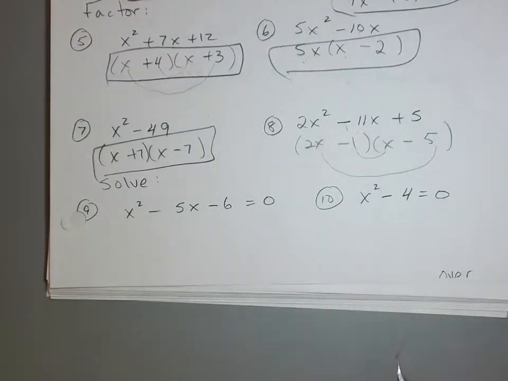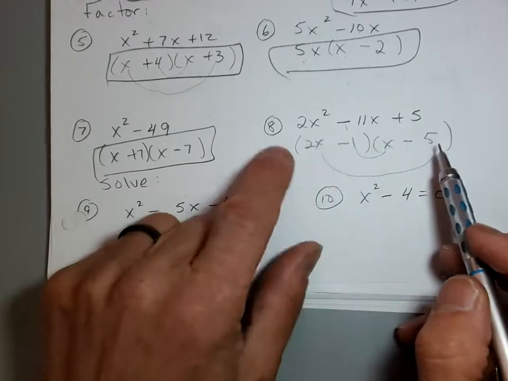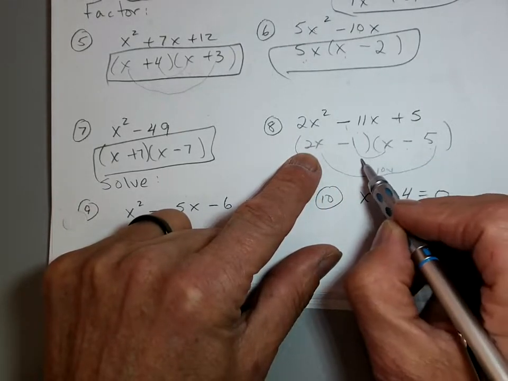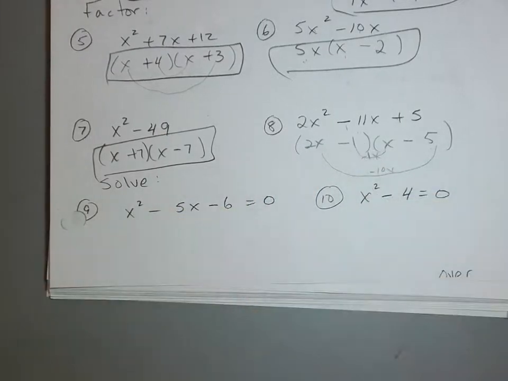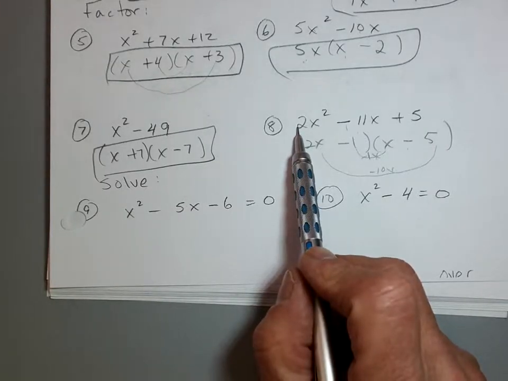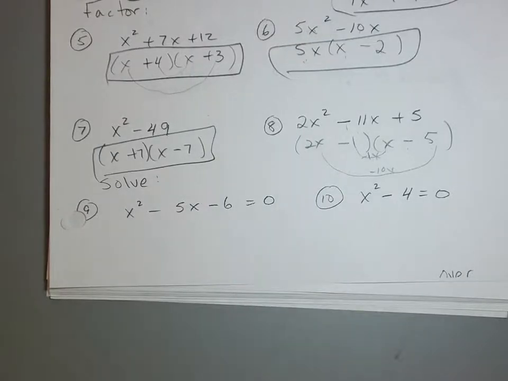So we can check that, okay? Negative times negative is a positive 5. Then check our double smiley, okay? That's a negative 10x. That's a negative 1x. Together they do make the negative 11x. Okay? So we've got to be careful. If there's a number in front of x squared, we have to be careful, okay? We have to check with the double smiley, okay?